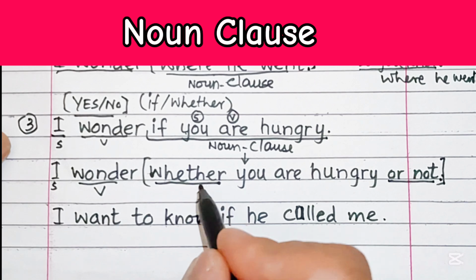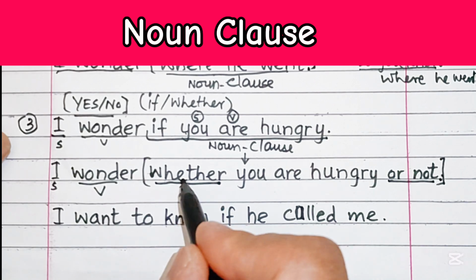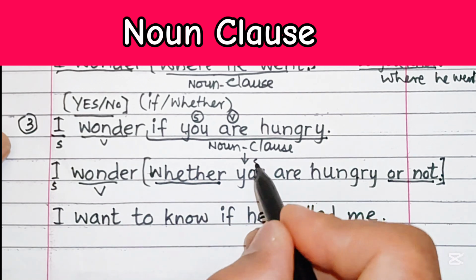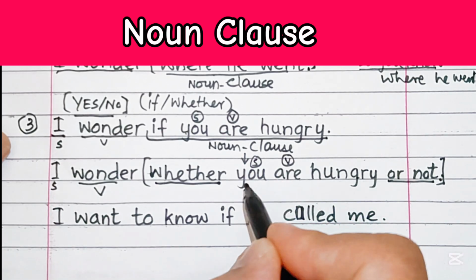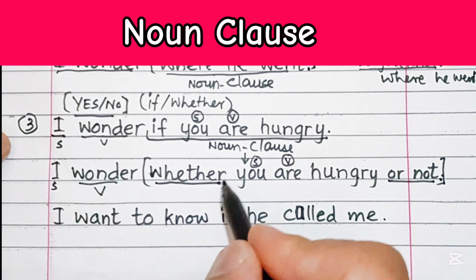So we prefer to use whether, and it's a noun clause because this is the subject and this is the verb of the clause, which is replacing the object of this particular sentence.